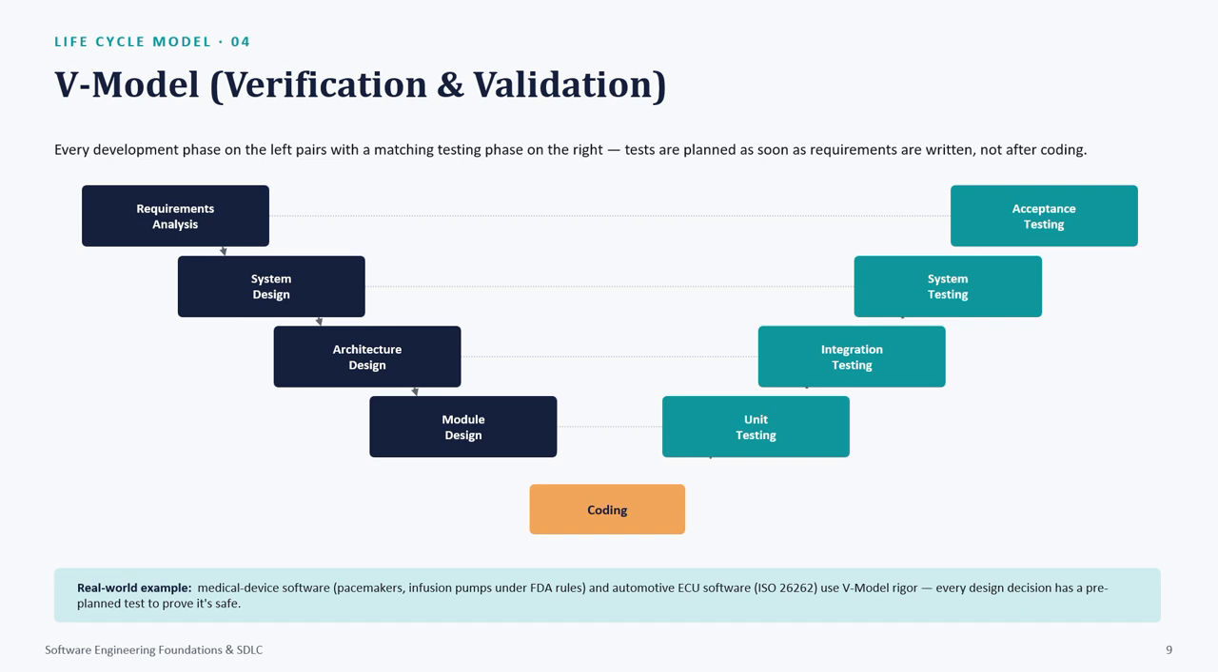Requirements analysis, then system design, then architecture design, then module design. In this, acceptance testing, system testing, integration testing, then unit testing, and then coding will be done. Real world example is medical device software, pacemakers, infusion pumps under FDA rules, and automotive ECU software use V model. Rigor: every design decision has a pre-planned test to prove it's safe.